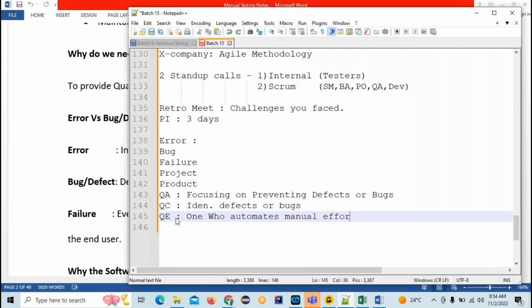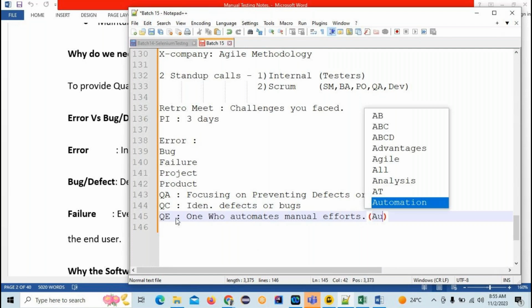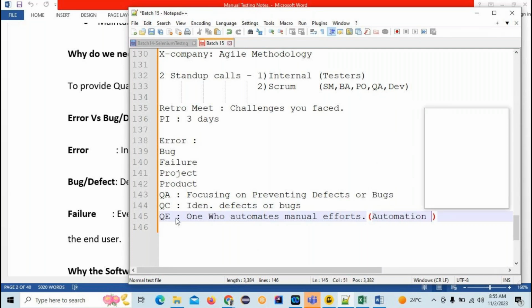Manual efforts. Okay, we call it a QE. In brackets, we are calling it an automation tester, automation test engineer, whatever it is.